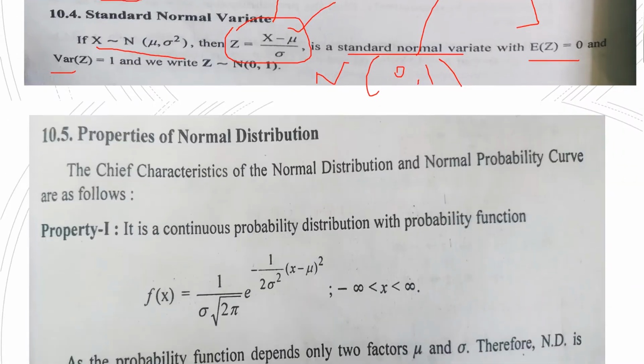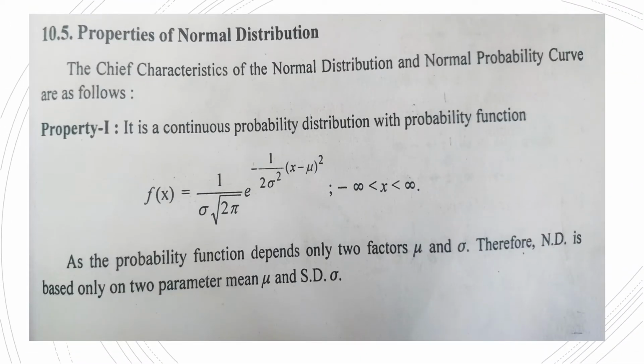Now in this video lecture we will discuss the various properties of normal distribution. First property: it is a continuous probability distribution. As the probability function depends upon two factors only, mu and sigma, the normal distribution is based on two parameters.